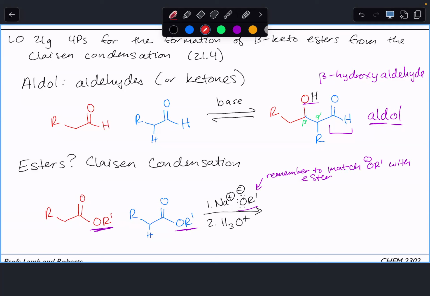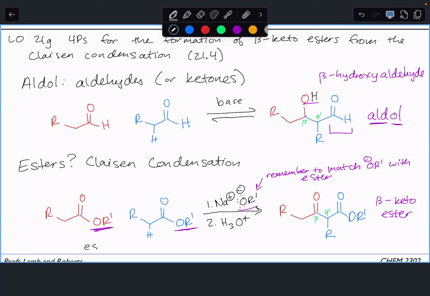And the product that we get is similar to the aldol. OR prime, R. Okay, let's label our alpha position. Let's label our beta position. So now, instead of having an aldehyde, we have an ester, because that's what we started with. And then instead of an alcohol, we have a ketone. So this is called a beta-keto ester. It's an ester with a ketone in the beta position. But it's similar to the aldol in that we have our ester reacting with itself. Okay, so we make a beta-keto ester in this reaction.